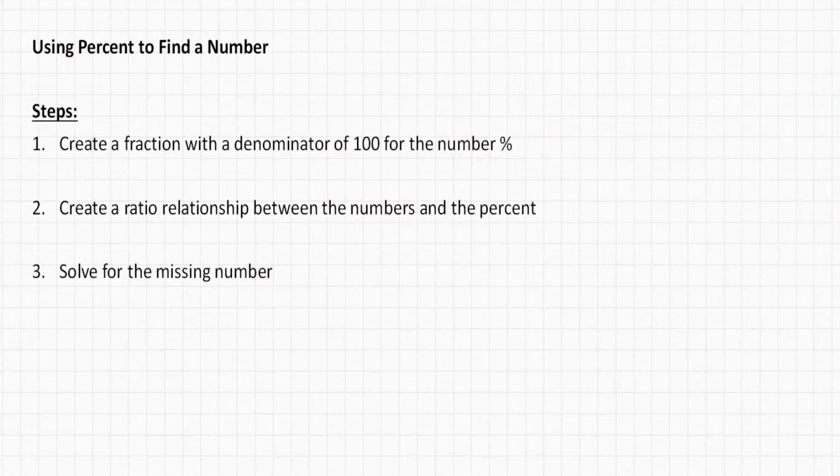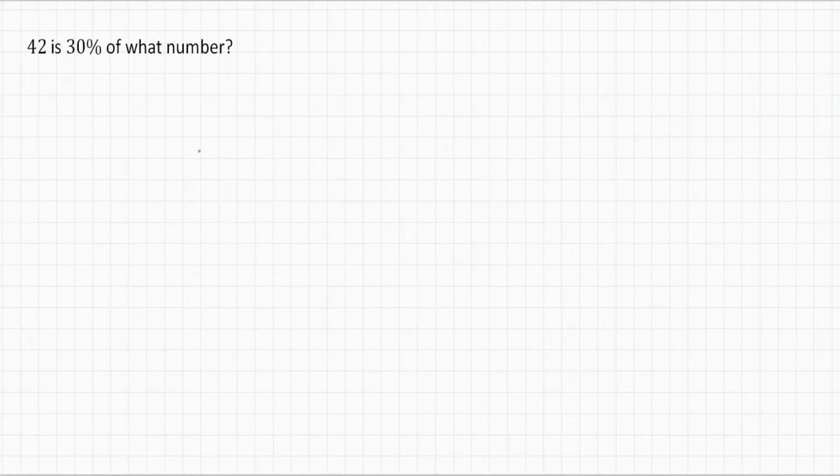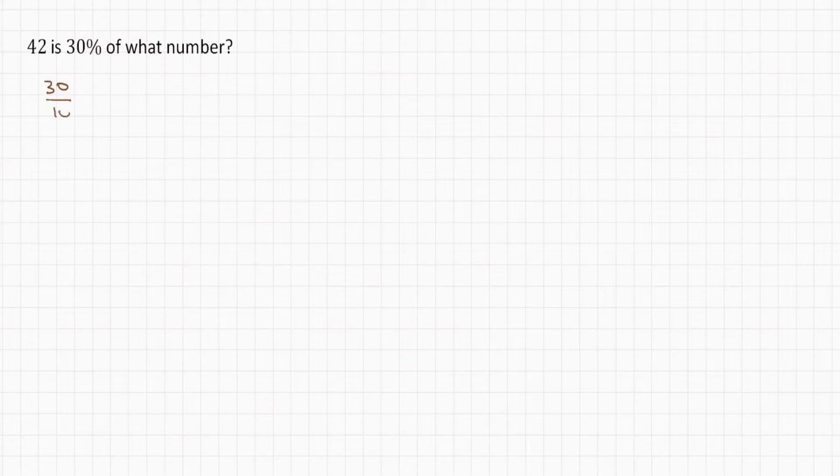some examples together. So 42 is 30% of what number? So let's go ahead and start with 30 over 100 is going to be equal to 42 over what number? Let's make it x. All right, so this is going to be equal ratios. There's a video on equal ratios already, but I'll still use the equal ratios method to solve this together.